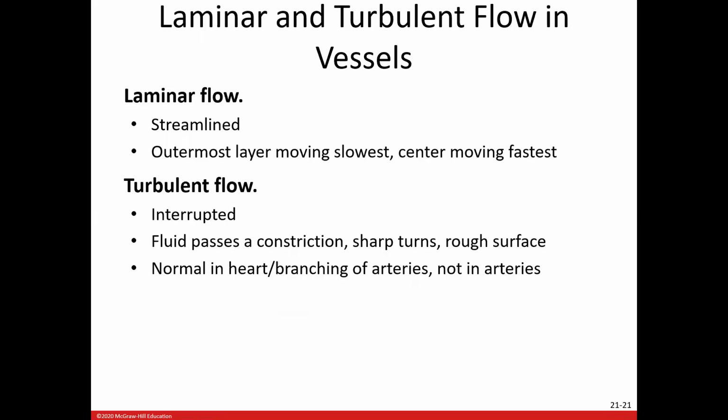And there's two types of blood flow throughout the body. You have what's called laminar flow and what's called turbulent flow. Think of laminar flow as sort of a smooth stream with no rocks. All of the water or fluid is going in one direction. It's all very streamlined. And in this case, you have the outermost layer, or the outside of the stream, moving more slowly than the center. The center is always moving the fastest.